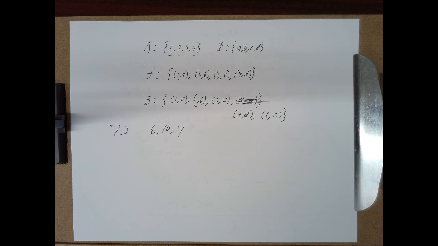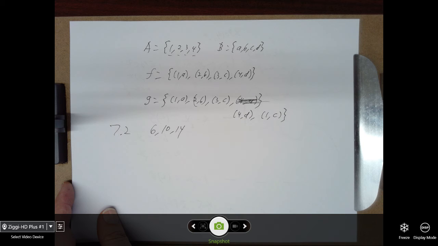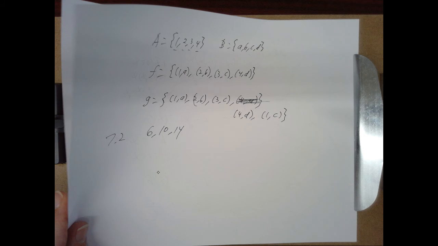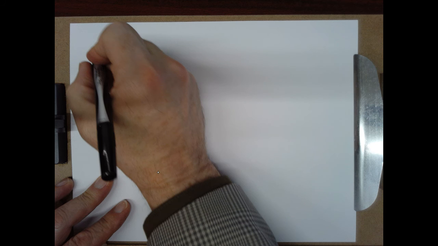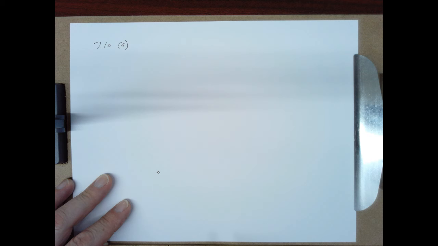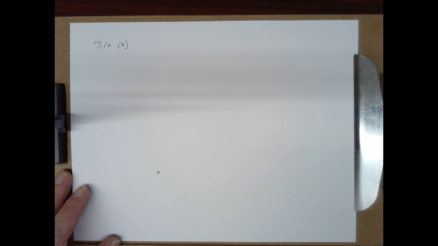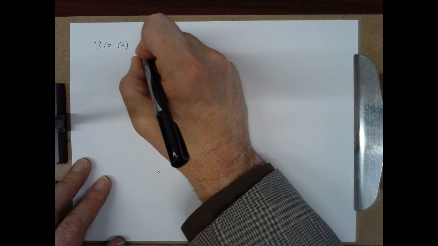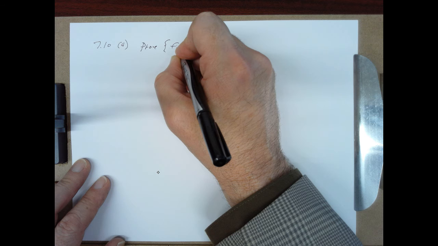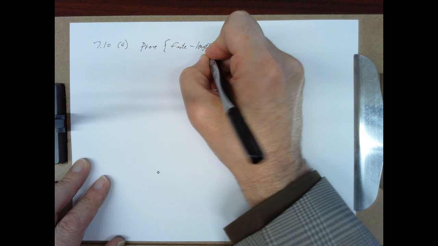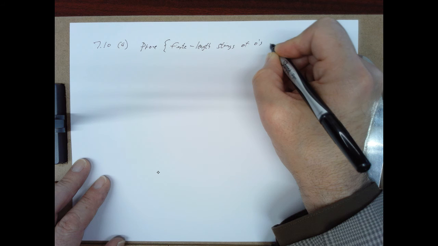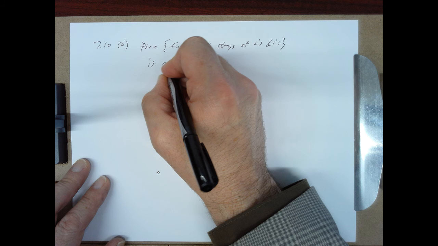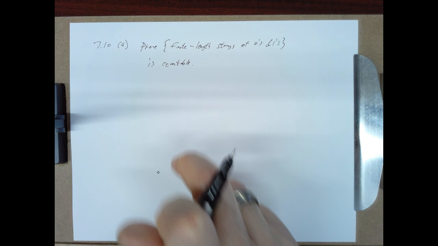All right, well, using that, let's look at question 7.10. So 7.10A wants us to prove that the set of finite strings of zeros and ones is countable. Prove the set of finite length strings of zeros and ones is countable. In other words, has the same cardinality as the integers.